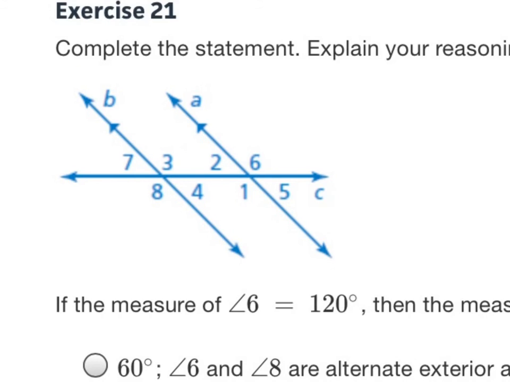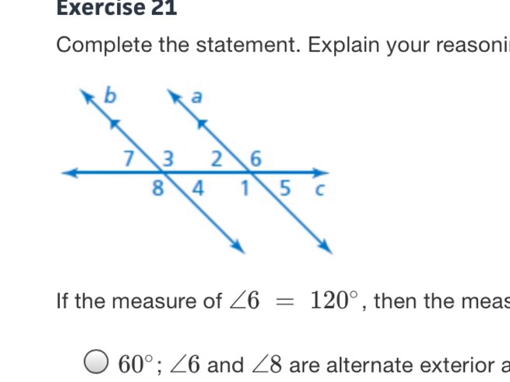Last one, we've got angle 6 is 120. So if 6 is 120, directly across vertical angles would mean that 1 is 120. Corresponding to angle 6 is 3, so that's 120. And vertical angles again means that 1 is 120. Now, to figure out what angle 5 is, you would do 180 minus 120. That's going to give you 60 degrees. So 5 is 60 degrees.